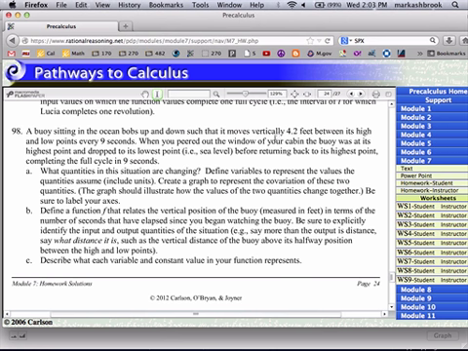Okay, so it moves vertically 4.2 feet between its high and low points every 9 seconds. So it's at its high point first and then drops to its lowest point, sea level, before returning back to its highest point, completing a full cycle in 9 seconds.